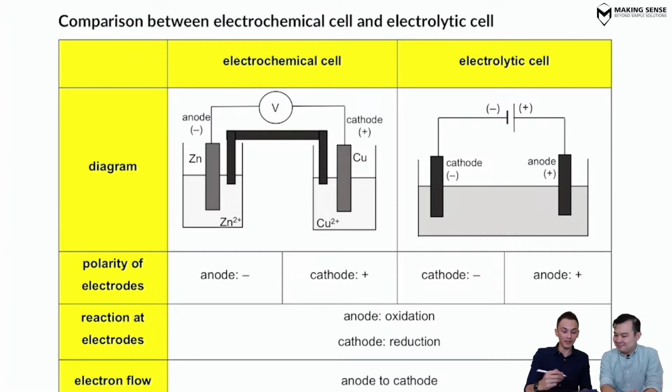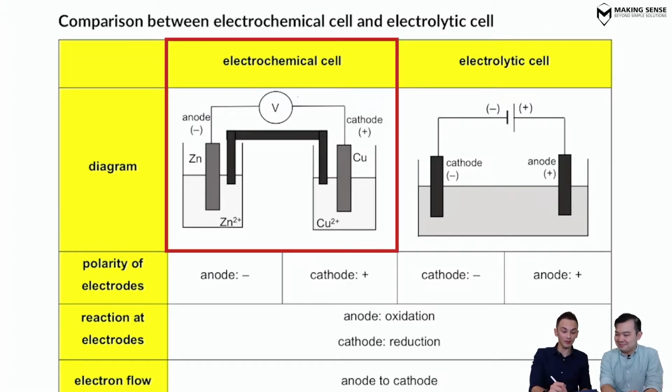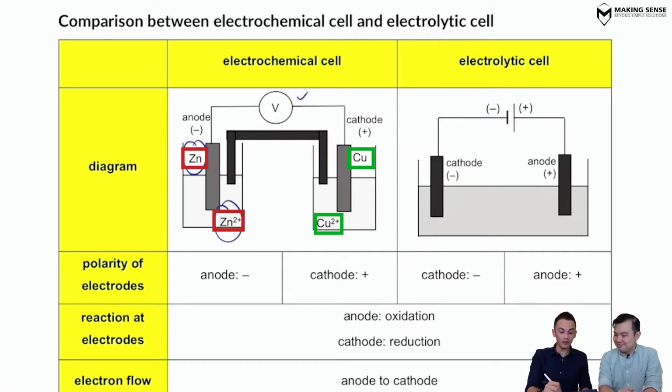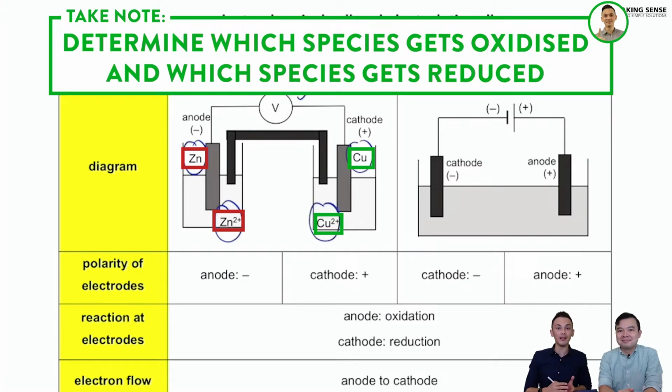Now, in the event you're given an electrochemical cell, one of the key things you look for is the voltmeter, to suggest that electricity is being produced. So what we usually do is compare the equations on both half cells and decide who is going through oxidation and who is going through reduction.